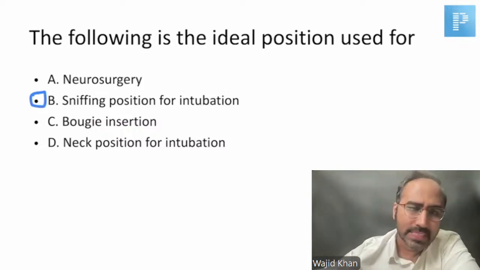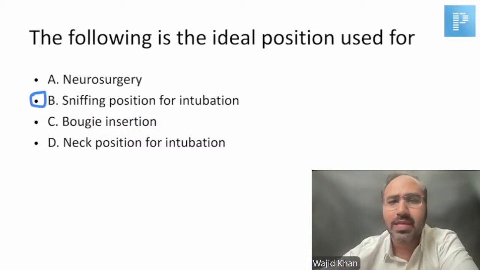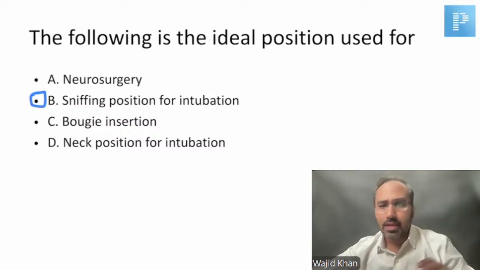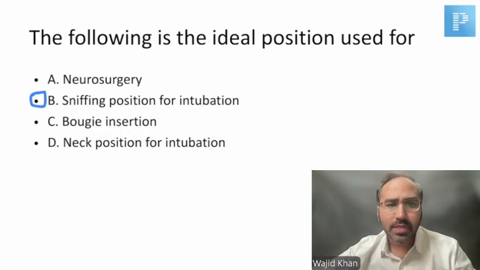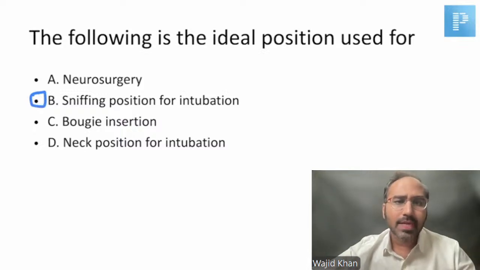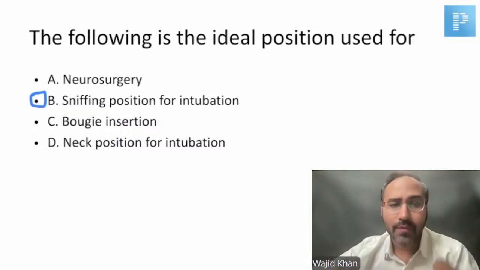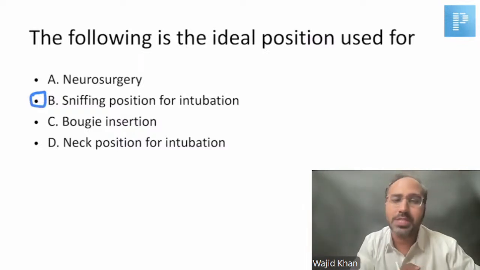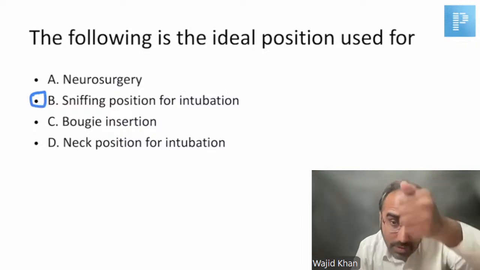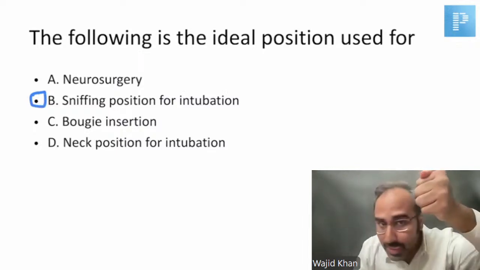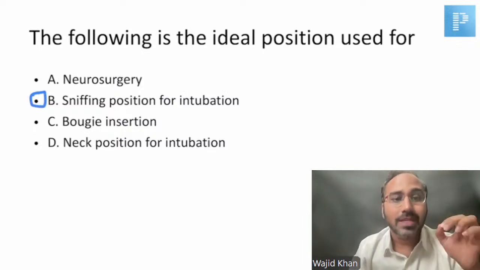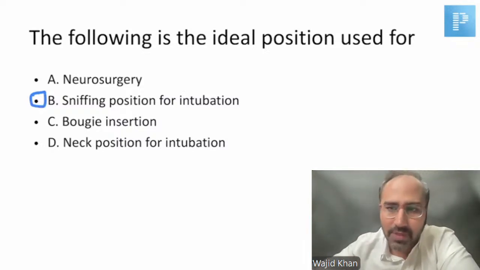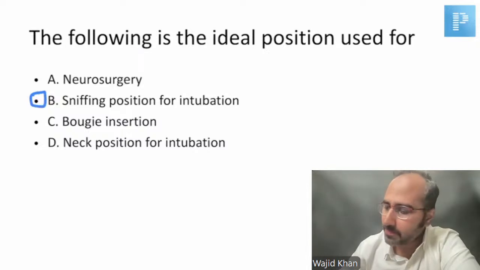For bougie insertion, some of the students were confused about why it can't be bougie insertion. Guys, look over here. When do you use bougie? Directly for intubation, will you use bougie? No. When will you use bougie? You are doing laryngoscopy. First of all, for intubation, you give this position, the sniffing position. You do the laryngoscopy. When you're not able to find the vocal cords, then you use bougie. But for bougie insertion, this positioning is not required. For intubation, this positioning is required. Okay? Next.